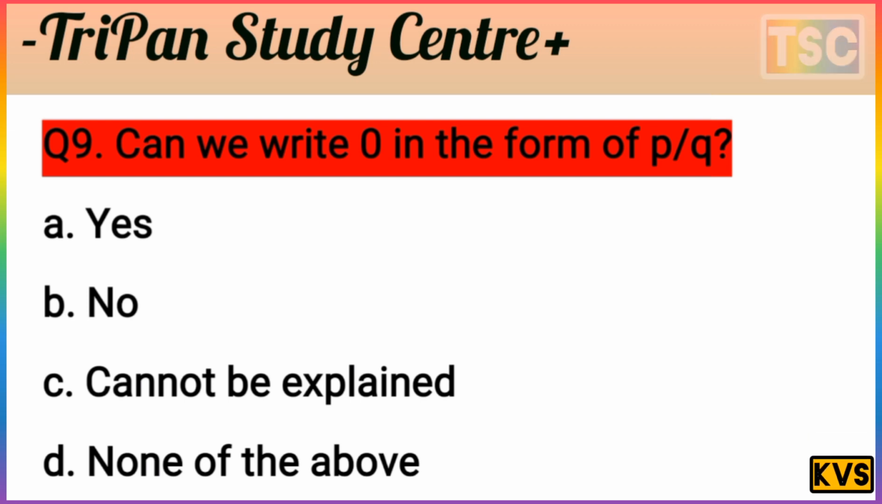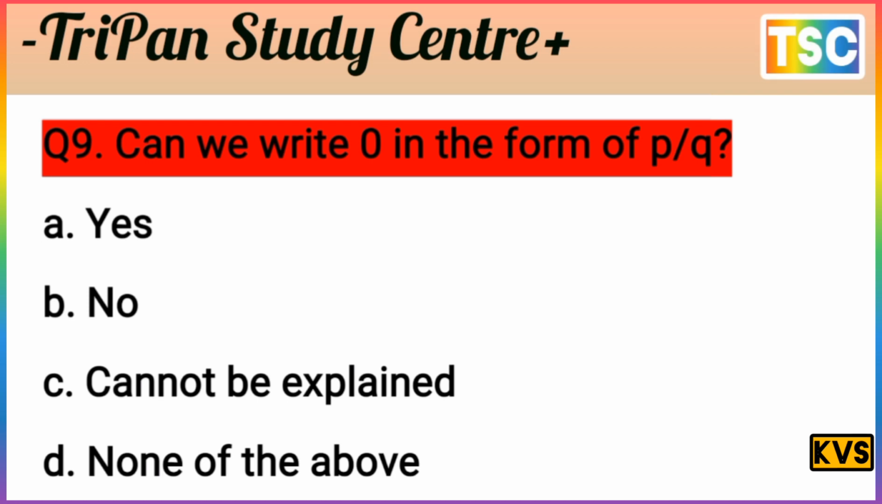Can we write 0 in the form of Q upon P? That's important. The options are: A is yes, B is no, C is cannot be explained, D is none of the above. That's an important question. I will give you a few seconds to test your knowledge first. You must have a thought of your answer. Let's see what our answer is for this question.